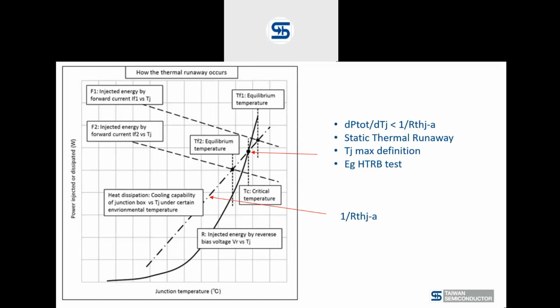And this is what we call the static thermal runaway, where there is no forward dissipation, where you just dissipate power in the reverse direction. And that's where in the footnote of a lot of data sheets, you see this formula: the change in total power dissipation divided by the change in junction temperature has to be less than 1 divided by the thermal resistance. So that's a footnote, and this actually determines the static thermal runaway point of your device.